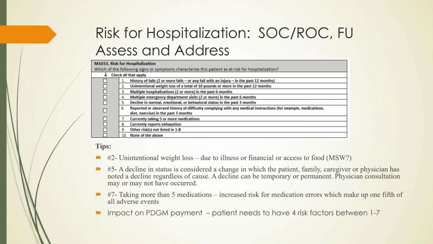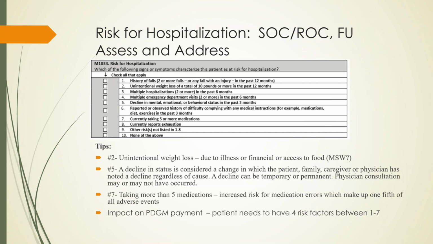History of falls. Do they have unintentional weight loss? And when we're thinking about the unintentional weight loss, it's of 10 pounds or more in the last 12 months. Is it because of illness, or might it be because they don't have access to food or their finances? So, kind of think about that. And if it's illness, obviously, we're going to clinically treat that. And if it's finance and access, then we want to say, can we get that social worker in there? What can we do to help the patient get access to the food that they need?